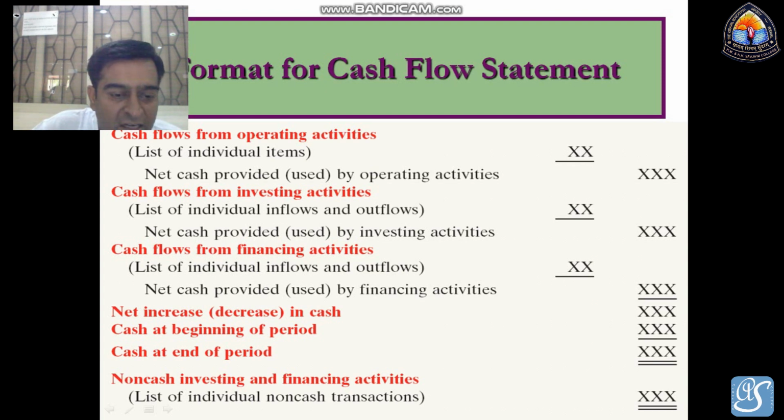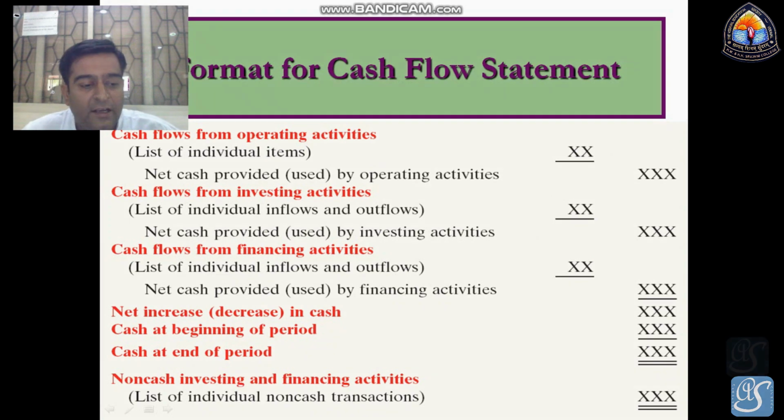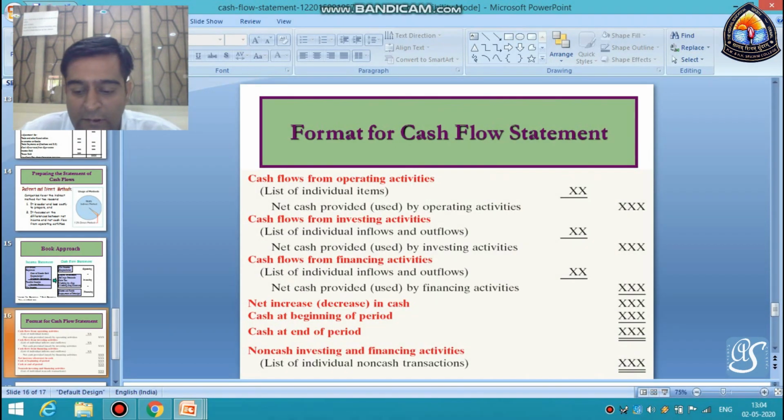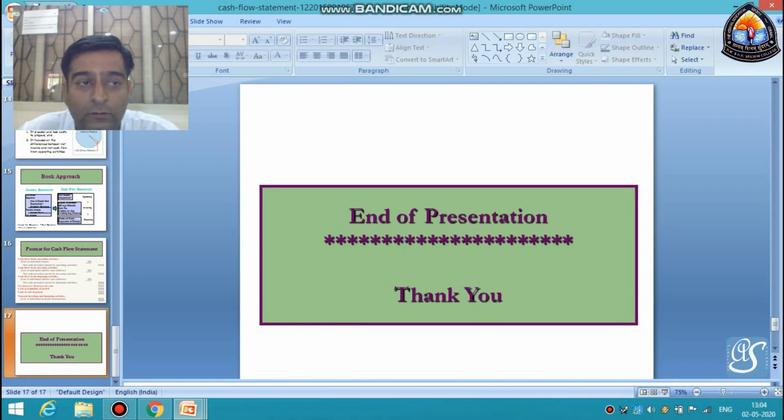If your closing balance and cash at the end of the period are equal, that means your problem is clear. Thank you very much.